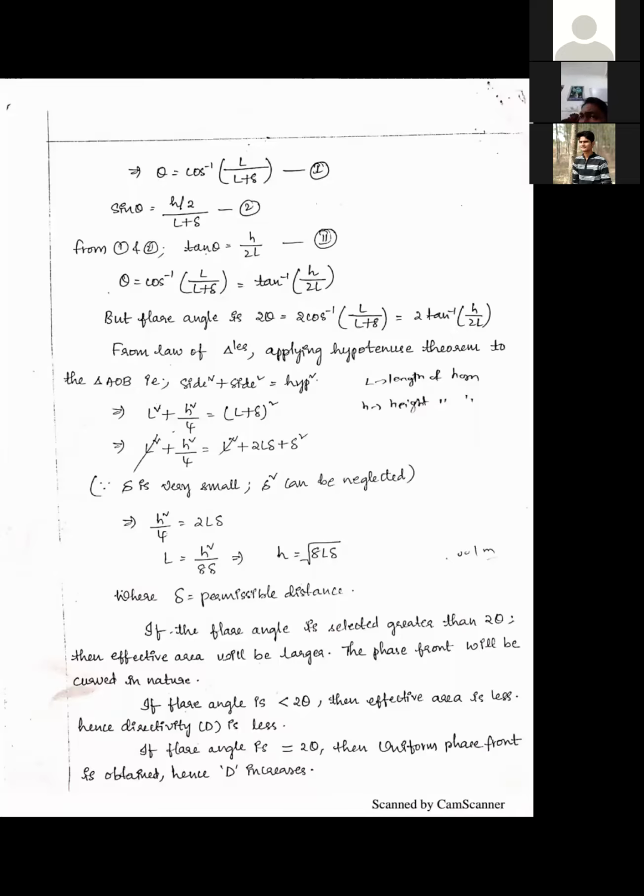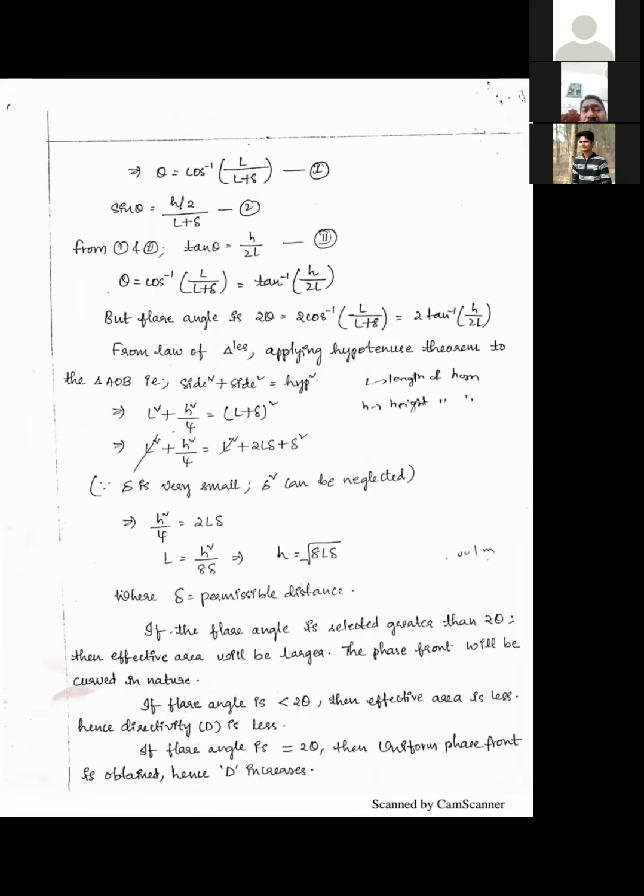This is also one of the drawbacks. Hence, angle greater than 2 theta is also not supporting this case. Once again, I repeat this point. If angle is greater than 2 theta, effective area increases, but the waves will move in curvy fashion.